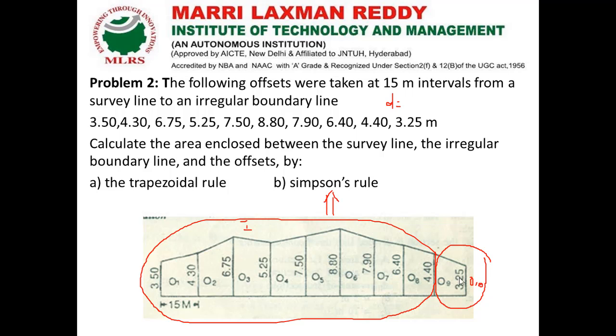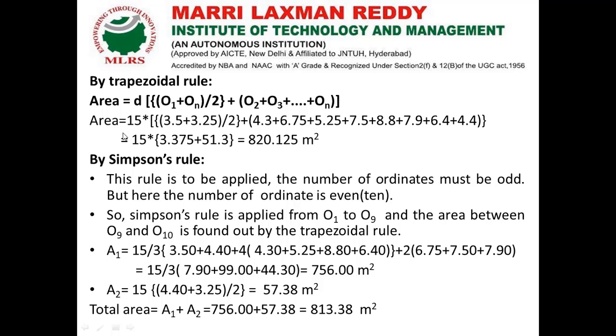And for the remaining, that is the last one, the area under the O9 to O10 ordinate, that should be calculated with the help of the trapezoidal rule. This one we are going to follow when we go for Simpson's rule. But in the case of the trapezoidal rule, as it is we can apply. So now the formula under the trapezoidal rule.